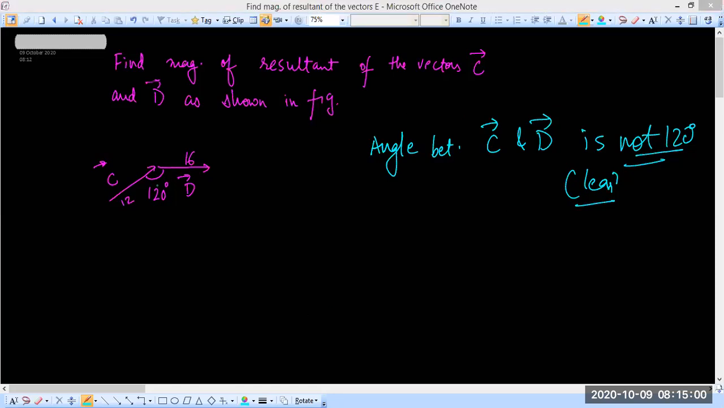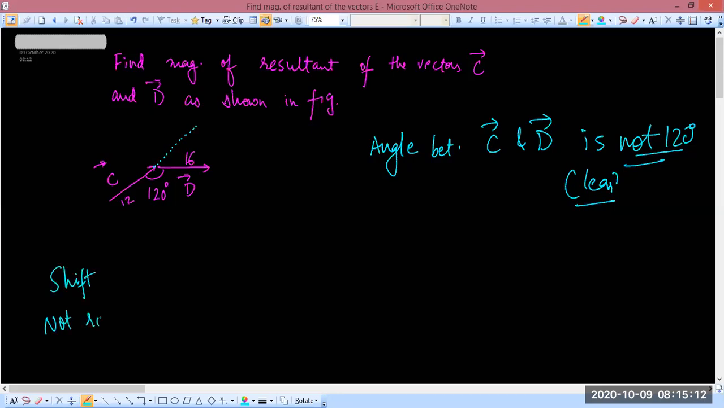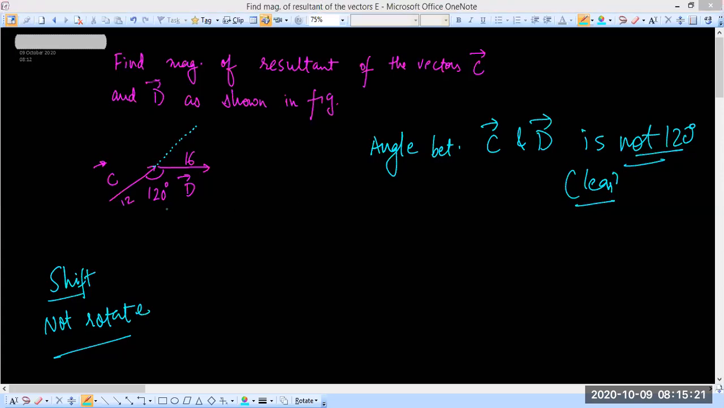So what we have to do is, listen to this carefully, we have to drag this vector along this line. I hope you remember that you can always shift vectors but not rotate vectors. I hope all of you remember that. Okay, so what you'll have to do is pick this vector C.